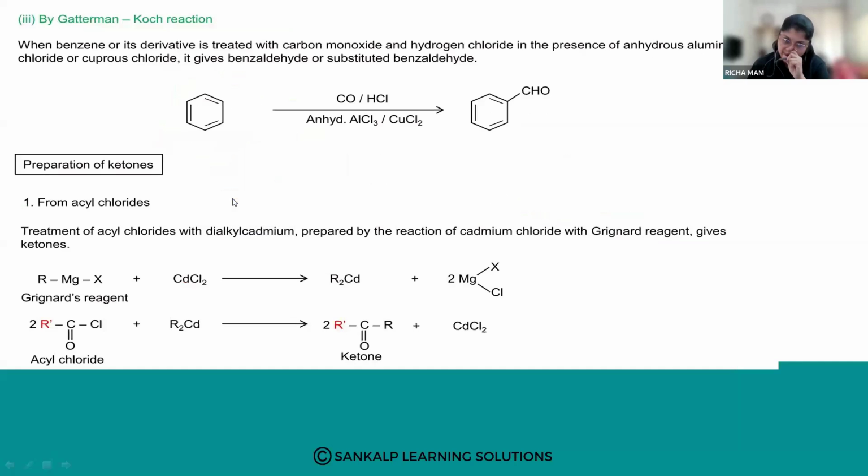Then we had discussed the Gattermann-Koch reaction. So what is the Gattermann-Koch reaction? In the Gattermann-Koch reaction, we are taking benzene. Then we are reacting our benzene with carbon monoxide in the presence of hydrochloric acid and anhydrous aluminum chloride, or we can take cuprous chloride. So in cuprous chloride, what is the oxidation state of copper? Can anyone tell me what is the oxidation state of copper in cuprous chloride?